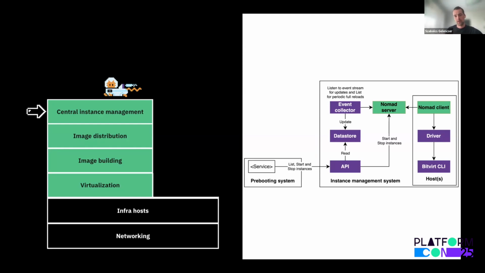We just put an API on top of the data store, and all the other systems, like the pre-booting system, which I will talk about in a minute, can use that. So Nomad is 100% encapsulated inside the instance management system. We have some thin components around it, and we expose the usual gRPC API that we always do from the instance management system's point of view.